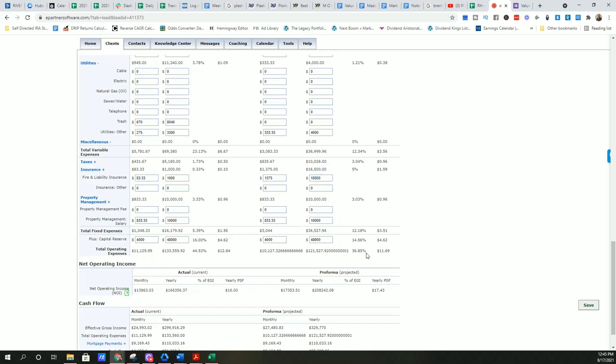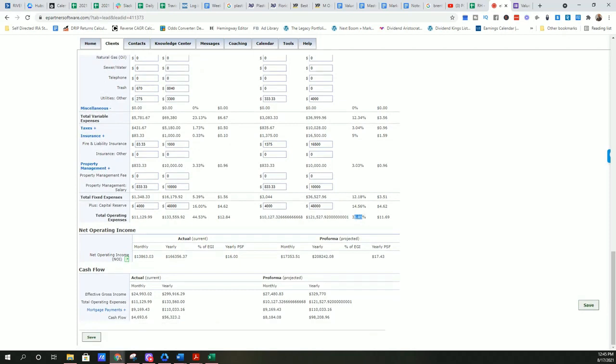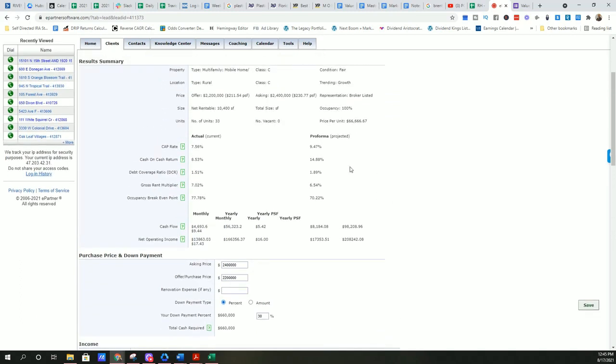With the pro forma numbers, even making those adjustments, we've got total operating expenses down to 36.85%, which is, again, slightly under 40. So that all increases the gross income, slightly decreases the total operating expenses after making that adjustment, which increases the cash flow. So what does that do for our returns? Returns up here are 9.5% for the cap rate, just under 15% for the cash on cash return. Again, I'll look for anything above 10% there, and the higher the better. So that's fantastic. Debt coverage ratio goes up to almost 2. Gross rent multiplier goes down. Occupancy break even point goes down.